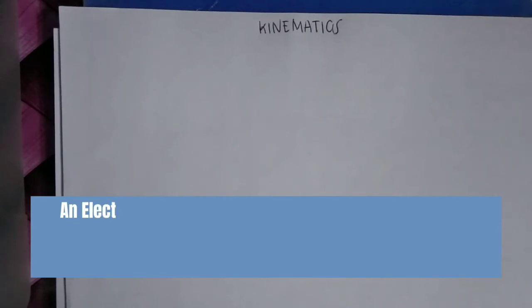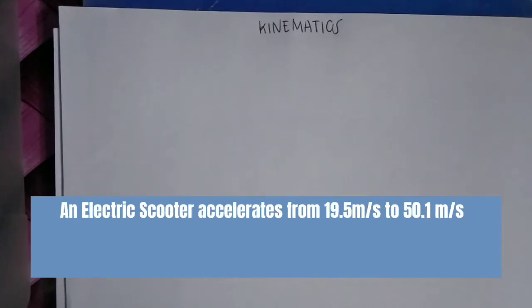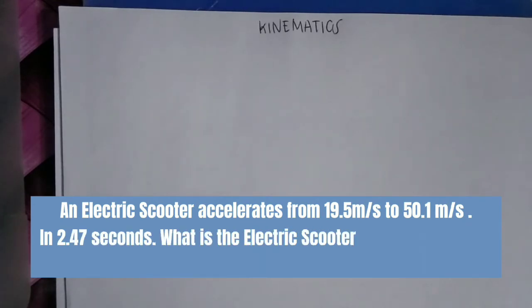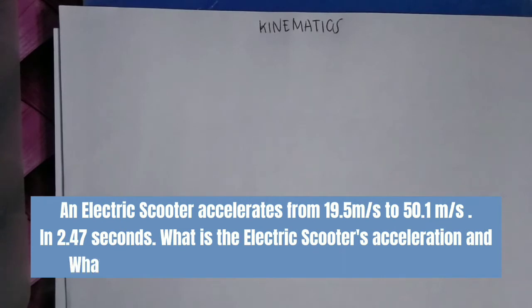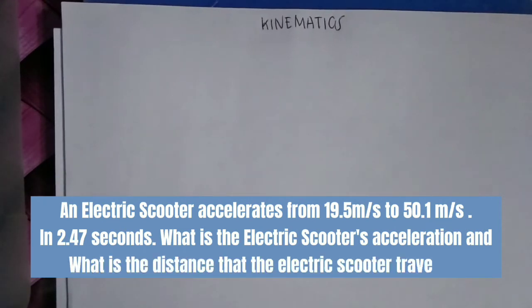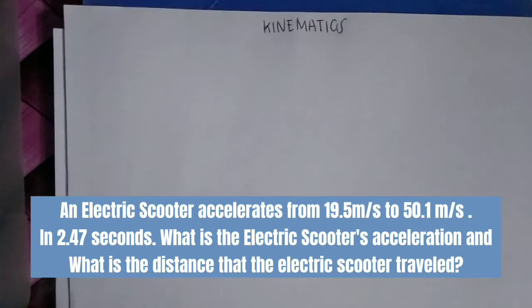Now we will solve a kinematics problem. Our problem is, an electric scooter accelerates from 19.5 meters per second to 50.1 meters per second in 2.47 seconds. What is the electric scooter's acceleration and what is the distance that the electric scooter traveled?